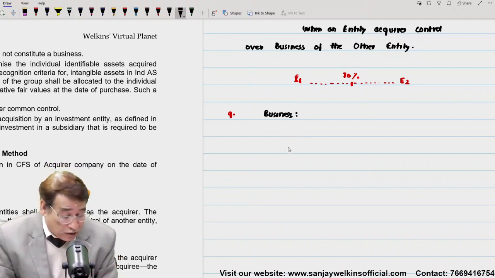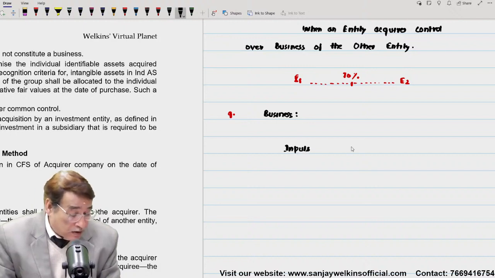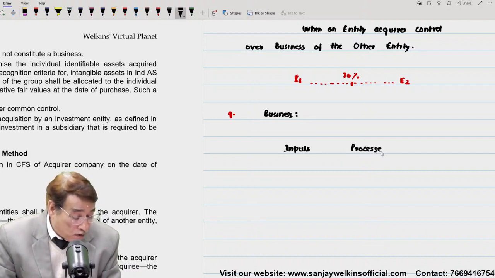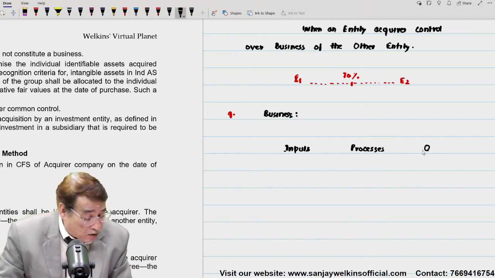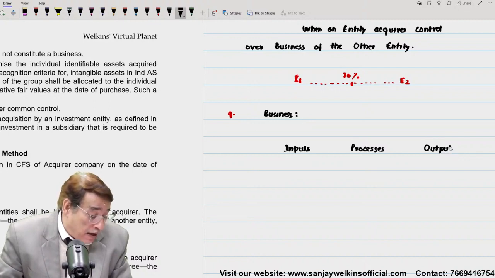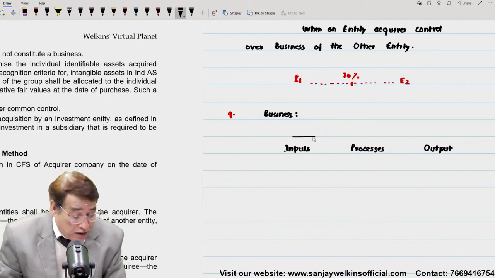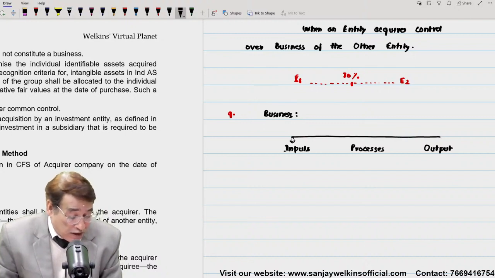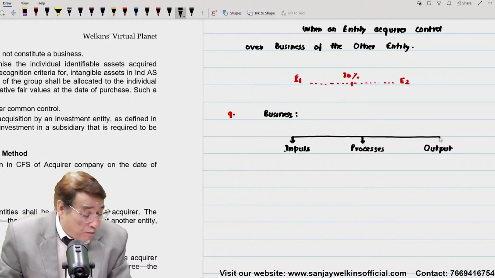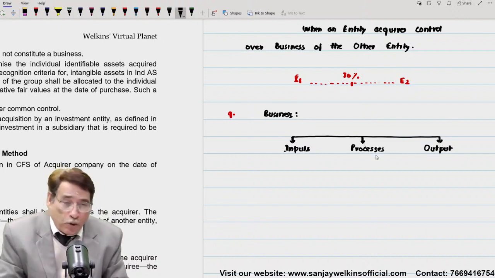The first element is known as inputs. Second element is known as processes. And third element is output. In order to constitute a business, it is important that the entity must have these three elements. Correct? So what is business in the eyes of Ind AS 103? Business basically means inputs plus processes plus output.